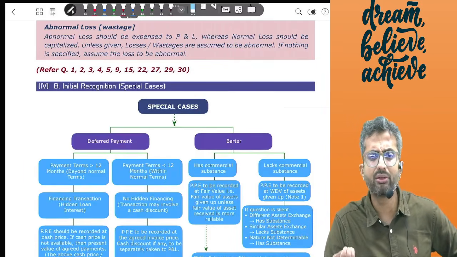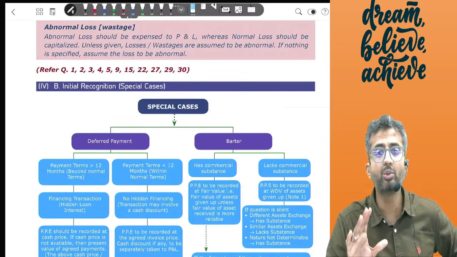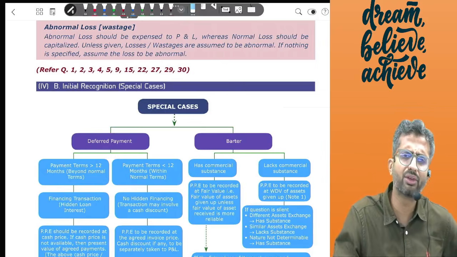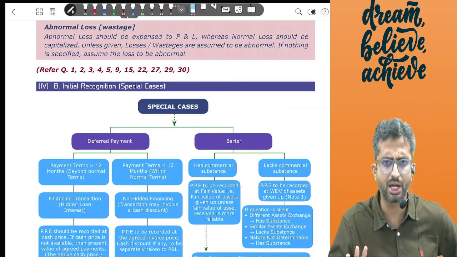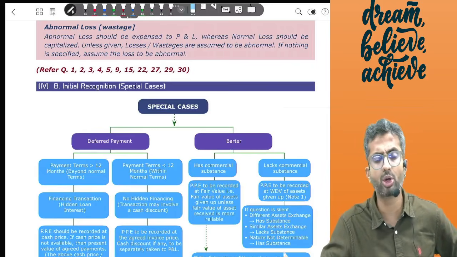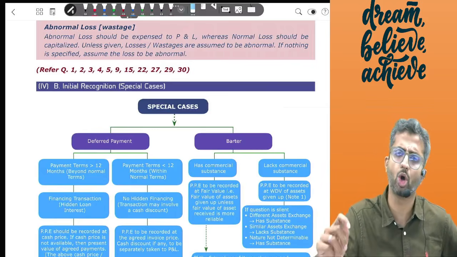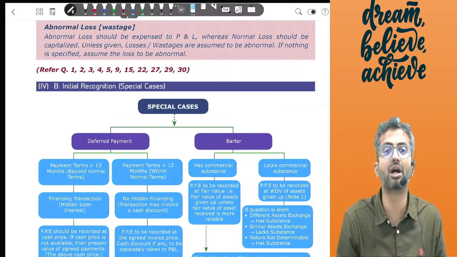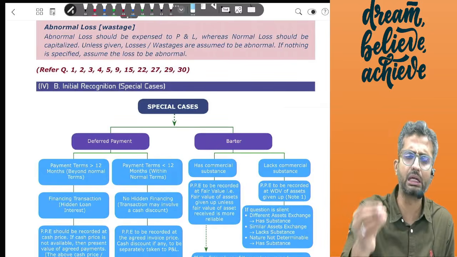However, if the payment is within 12 months, then we consider this to be normal credit, and hence if some discount is offered, we treat it as a cash discount which can be taken to P&L. The moment the payment terms are at or beyond 12 months, there is no cash discount discussion at all. The entire transaction is treated as having a hidden loan on which you have to pay interest if you take the loan.